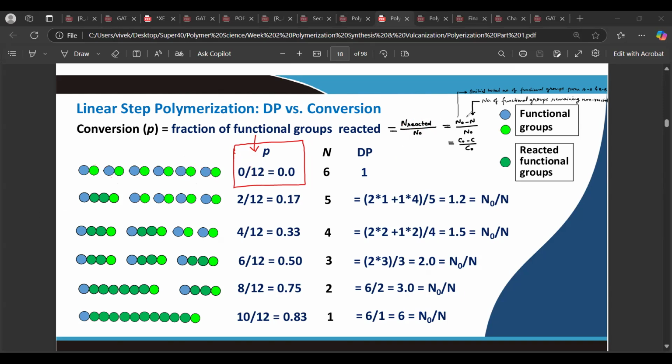People also write it in terms of (N naught - N) / N naught, and (C naught - C) / C naught. It's the same actually. Initially, how many of them are there? The initial total number of functional groups includes both monomers, guys. Come on. The adipic acid as well as hexamethylenediamine. Now you can easily solve and calculate p if you know this detailed understanding.